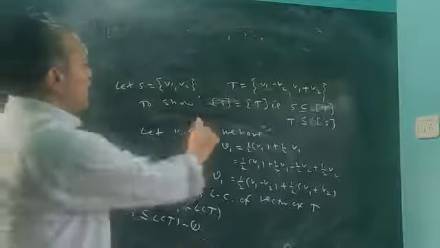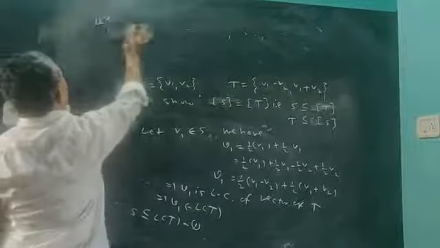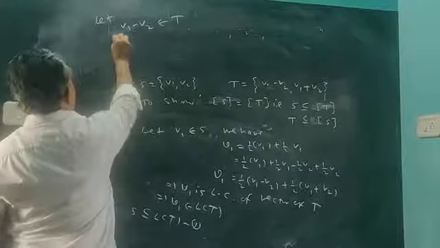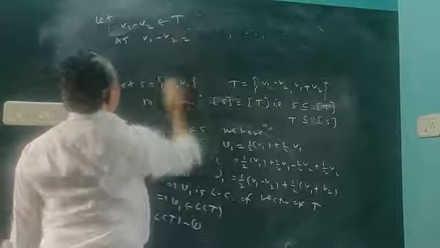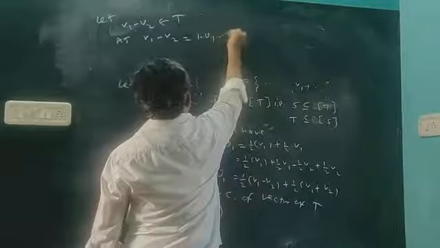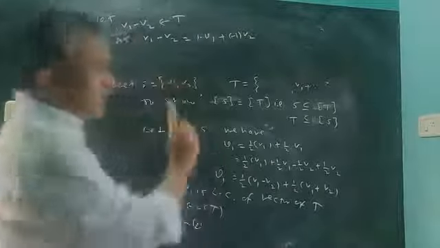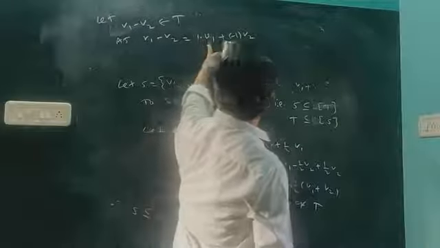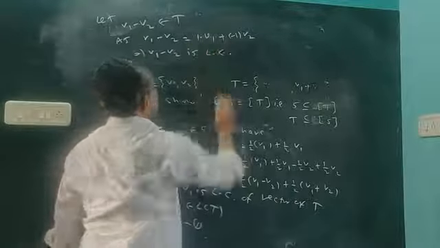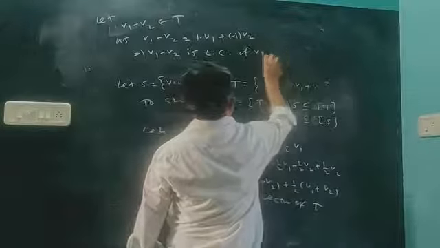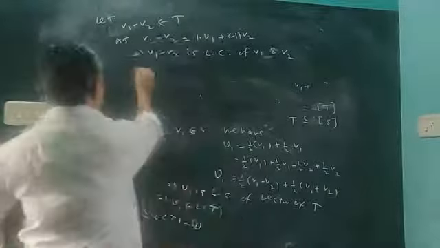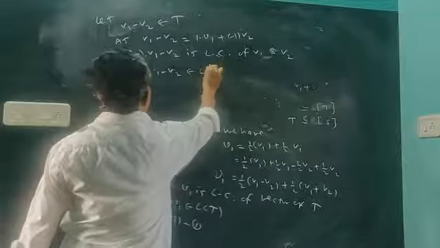Now the converse part, the second point: T is a subset of L of S. So take one vector of T. Let V1 minus V2 be one vector of T. This is expressed as 1 into V1 and minus 1 times V2, a scalar multiple of V1 and V2, elements of S. So V1 minus V2 is a linear combination of V1 and V2, elements of S. Therefore it belongs to the span of S.